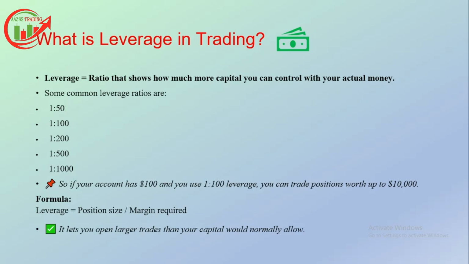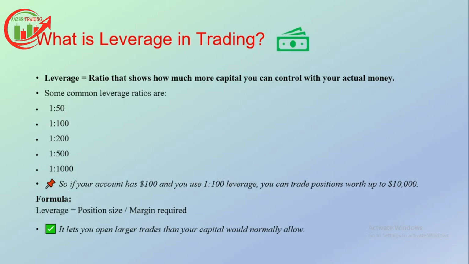I said in the previous video, if you watch and follow it, that we the speculators don't have billions to trade in the market. But there are strategies we use, and one of the strategies and tools is leverage. Leverage shows us how much more capital we can control with our actual money. These are the common ratios of leverage: 1 to 50, 1 to 100, 1 to 200, 1 to 500, 1 to 1,000.